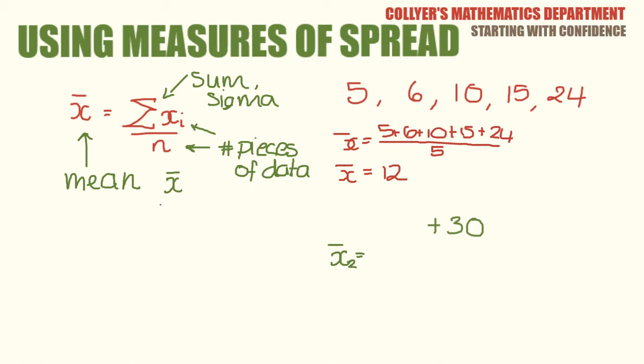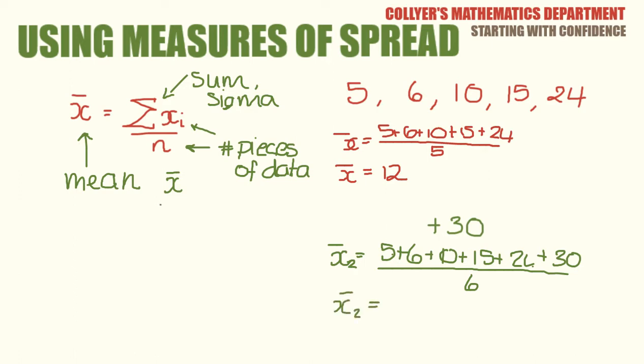Let's go x2. So this time I've got 5 plus 6 plus 10 plus 15 plus 24, now plus 30, and now I'm dividing by 6. I've got 6 pieces of data in my new set, and that gives me that the second mean is 15. So adding 30 to my list has affected my mean.